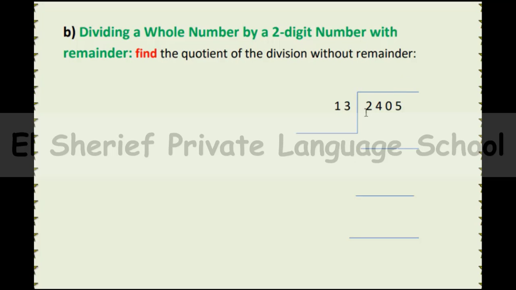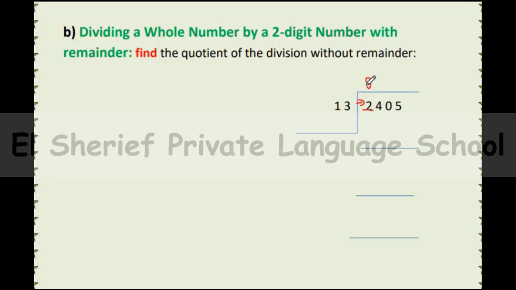First, we start from the largest number. The largest number here is 2,405. So the largest number here is 2,000. 2,405 divided by 13. So if we start from 2, 2 divided by 13 can't be, because 2 is smaller than 13, so we will put 0.